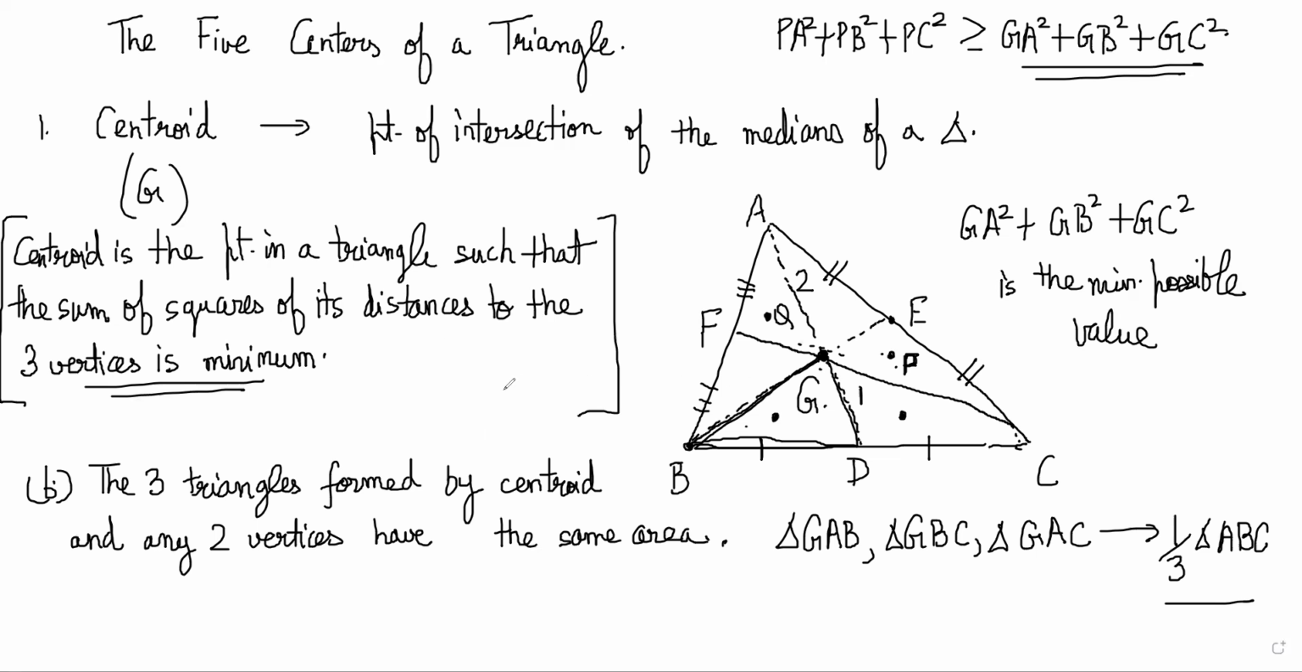So these are the three most important properties of a centroid. I hope you have understood the meaning of this point and this very important triangle center, and you should try to remember these properties for a centroid. We'll go to the next one.